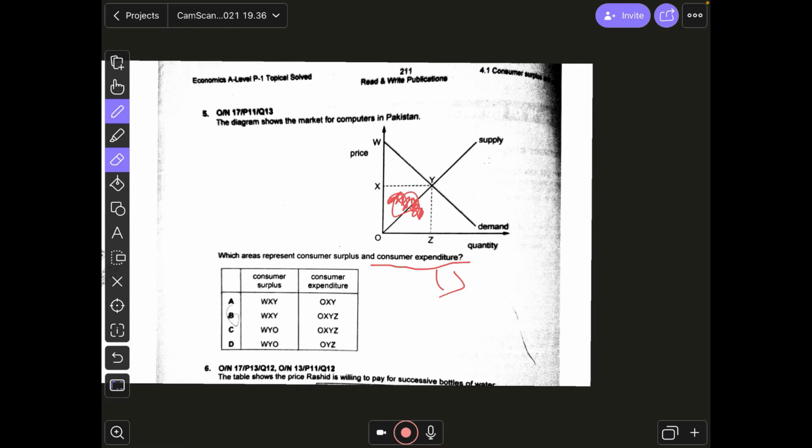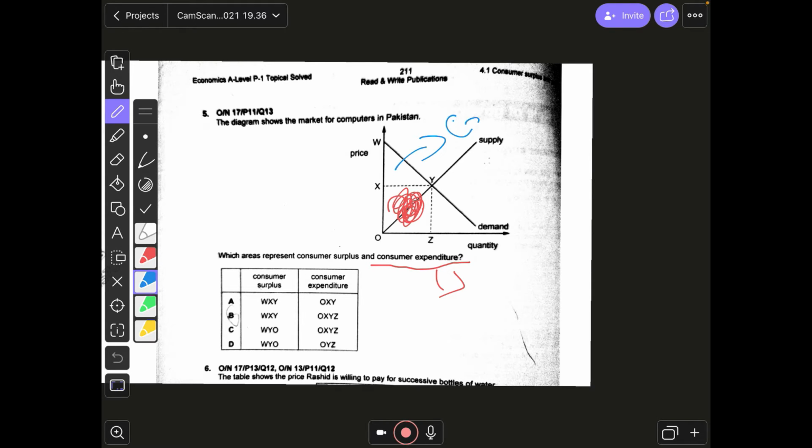It's all this area. This area is what consumers are willing to spend, this whole trapezium sort of thing. But what they actually do spend is the area below this, right? This area only. Which is why the difference between what they are willing to pay and what they actually have to pay is this part, which represents the consumer surplus.